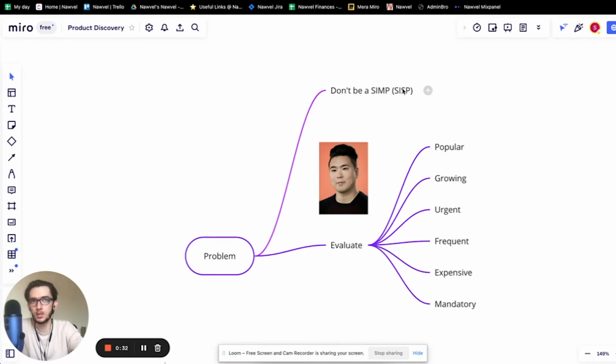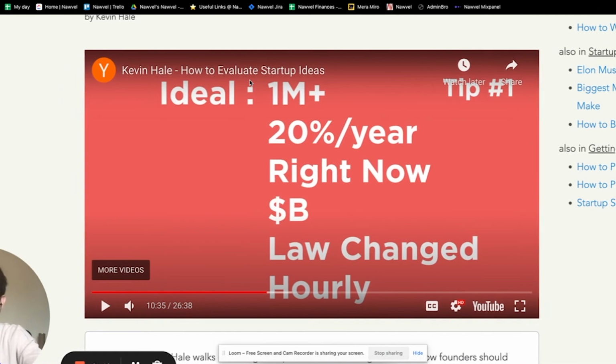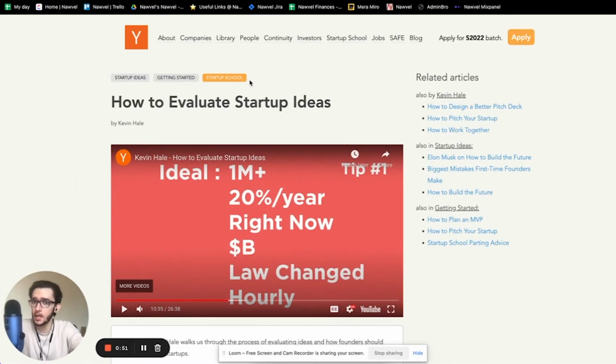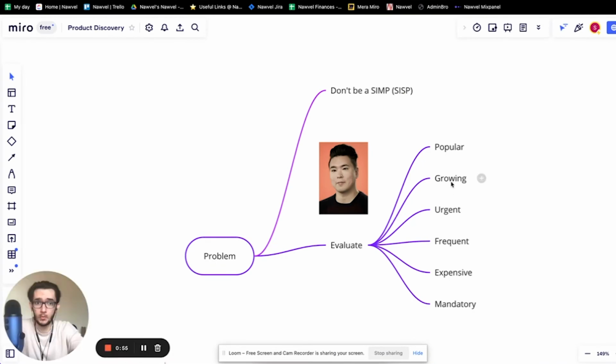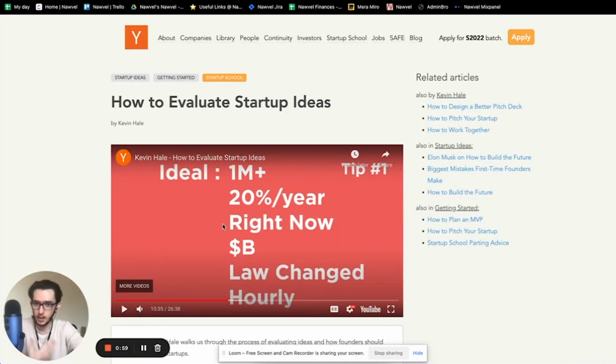What he observed was that a lot of startups are not really trying to solve problems, but they're rather solutions always searching for a problem. And so, how do you really evaluate your startup idea? Well, you want to see that it is a popular startup idea. A popular startup idea, as per Kevin Hale, is one where at least 1 million people have that problem, right? You want to have a growing problem as well. Essentially, that market should be growing by at least 20% a year.